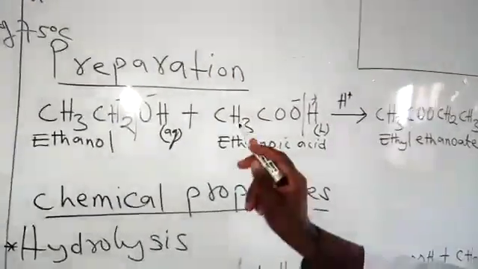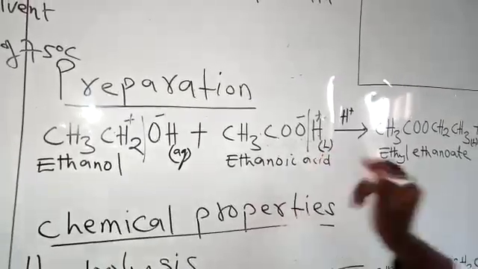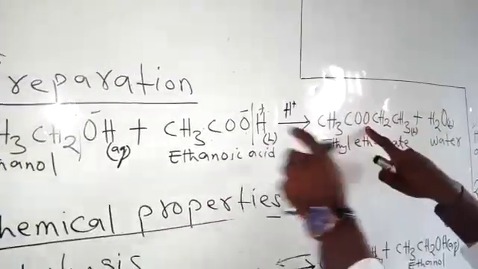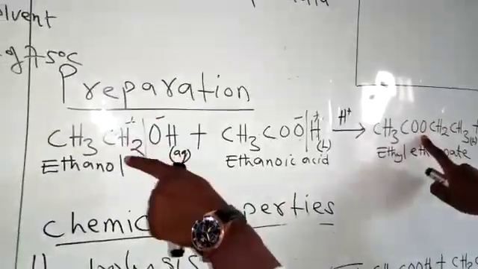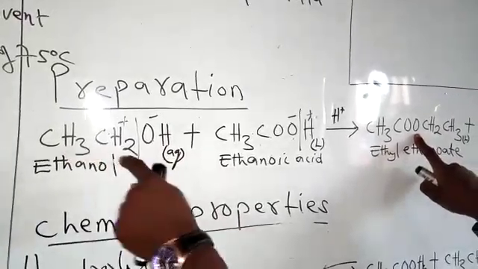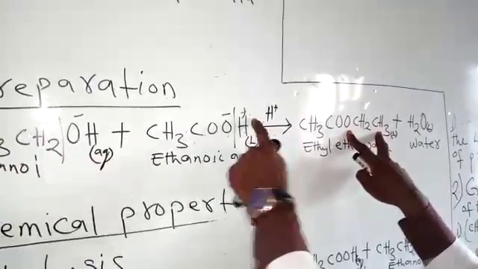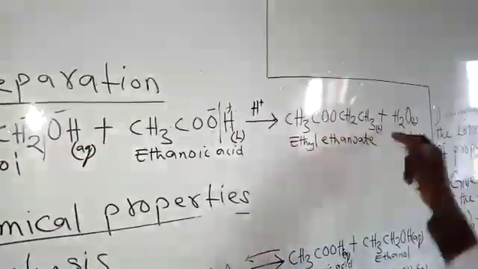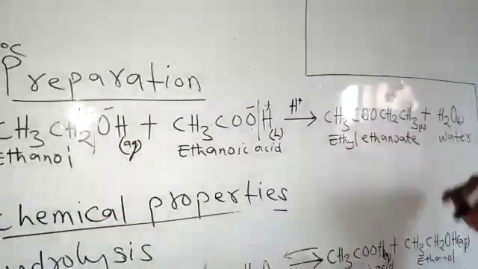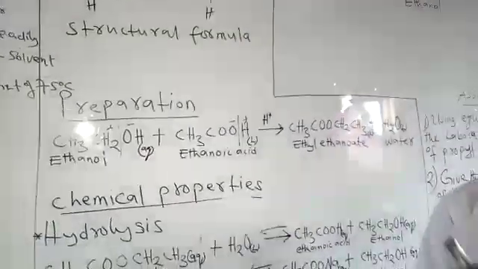So here you have CH3COO, CH3COO, okay, being minus. Now it will pick the positive here, which is CH3CH2. So you have CH3COOCH2CH3, okay, this way. Then the plus here will go to the minus here, and that gives you water. So that is how ethyl ethanoate is prepared in the laboratory.